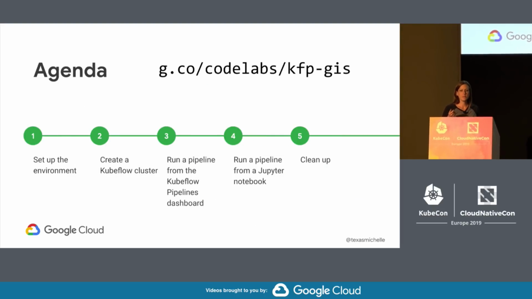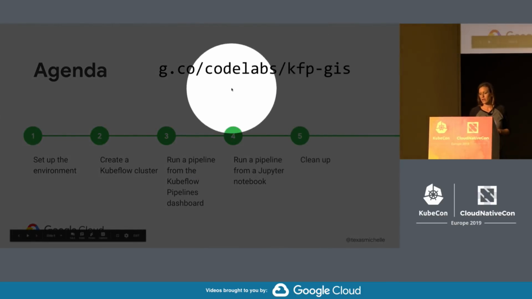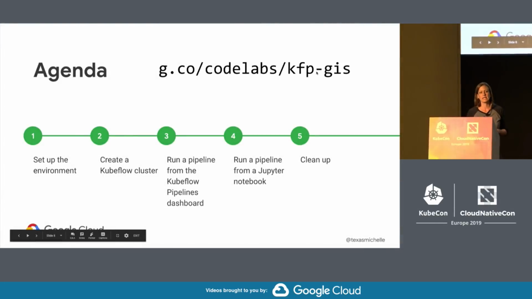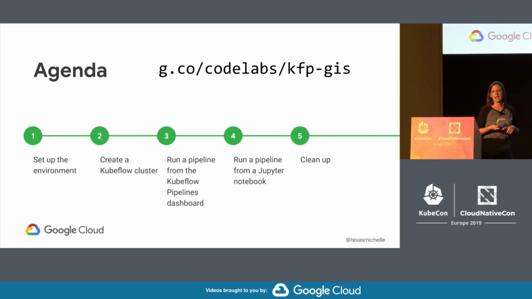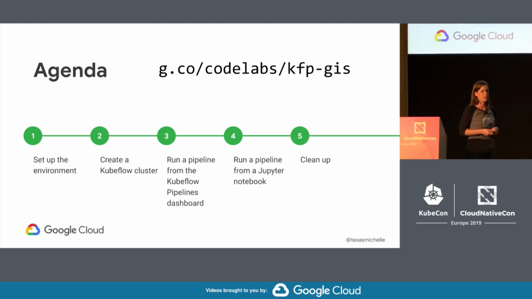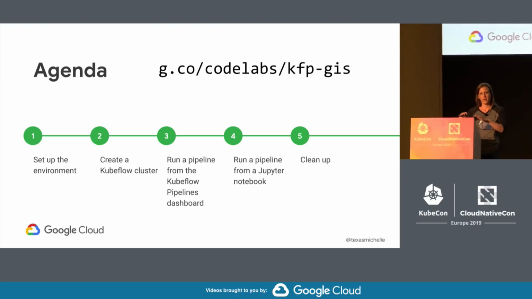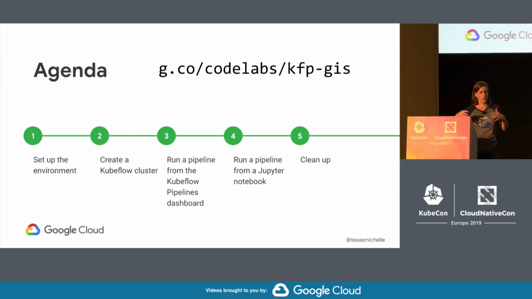OK, so this is an important link. If everyone could navigate there right now, this is the Kubeflow Pipelines GitHub Issue Summarization Lab. So if you find that link, it will give us a nice walkthrough. It'll give us all of the code that we need, all of the instructions, and some explanations for each step as we go along. Now, I'll walk through that up here so everyone can follow along, but if you have any questions, just raise your hand if you get stuck at any point.